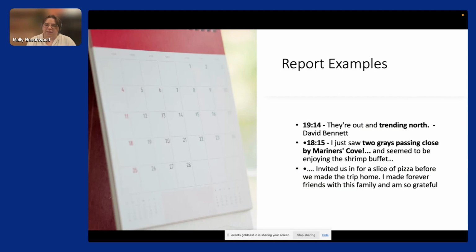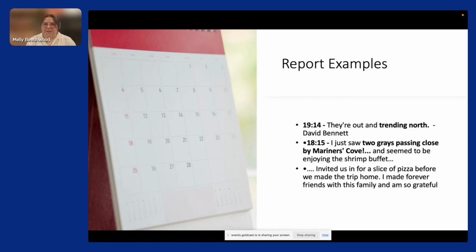Sometimes you get some pretty good ones like this one you see at the very top. At time 1914, David Bennett said, "They're out and trending north." That's really helpful. It doesn't exactly say what type of whales, but we can assume and hope that, given the Orca network, he's talking about that. 1815 shows one that's even more specific. "I just saw 2 grays passing close to Mariner's Cove." It's wonderful. It gives location and the species, and so we know what we're working with.